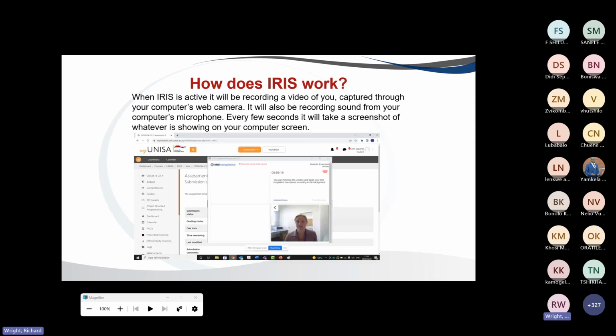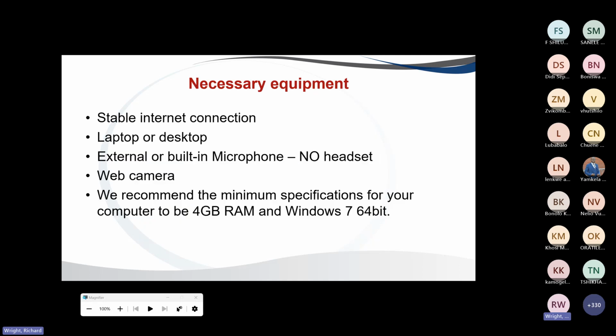Now, just also a note on this, it takes pictures of your computer screen at random times, usually about every 50 seconds. Now, that's why you will only be able to use one monitor. So if you've got a second monitor connected to your PC, you will have to disconnect it, else you will not be able to continue with the Iris Invigilation.